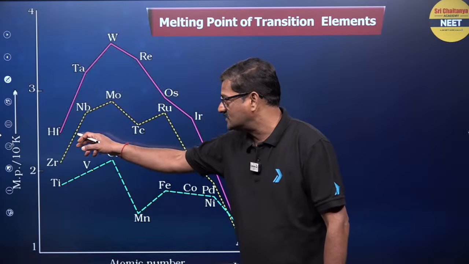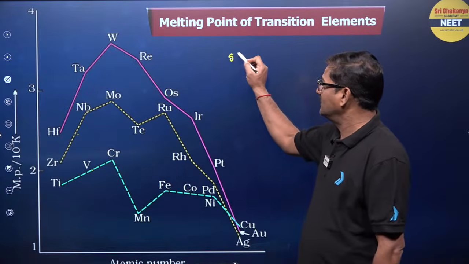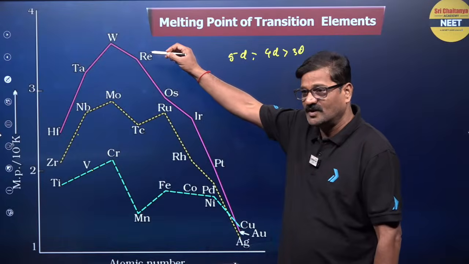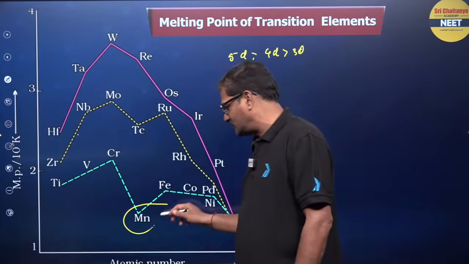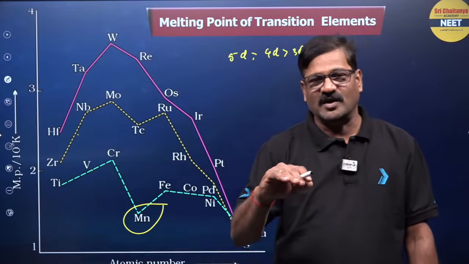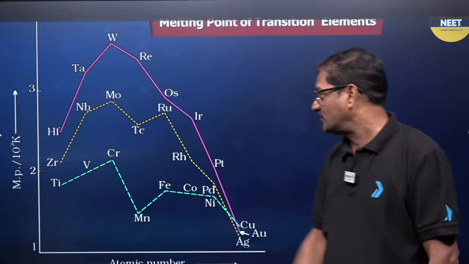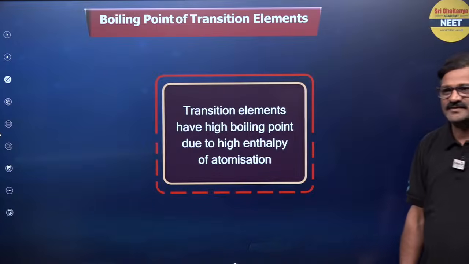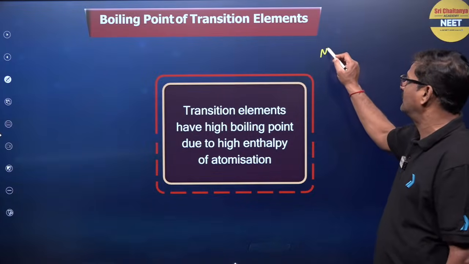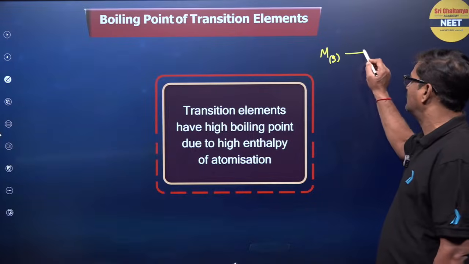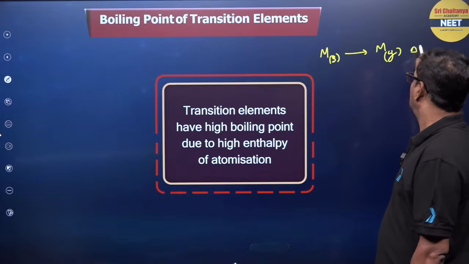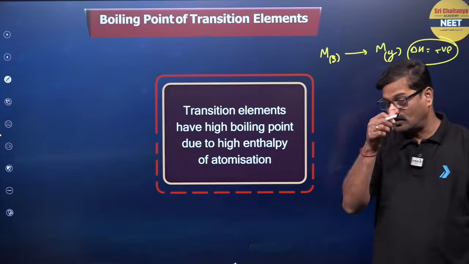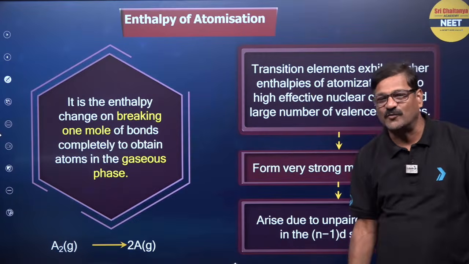3D series, 4D series, 5D series. So the 5D series is greater than the 4D series, which is greater than the 3D series. It reaches a maximum and then comes down. But there is an exception in manganese because of the half-filled d5 orbitals and 4s2 configuration. Transition elements have high boiling points due to high enthalpy of atomization. So what is the meaning of enthalpy of atomization? Solid is converted into gas, that is delta H positive. This value is called the enthalpy of atomization, due to strong metallic bonding and intermolecular forces.